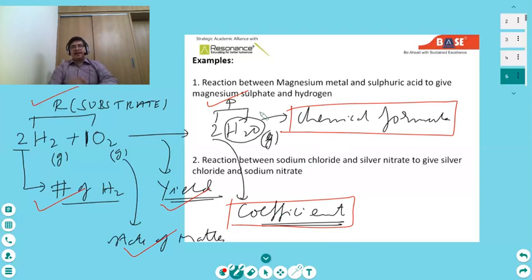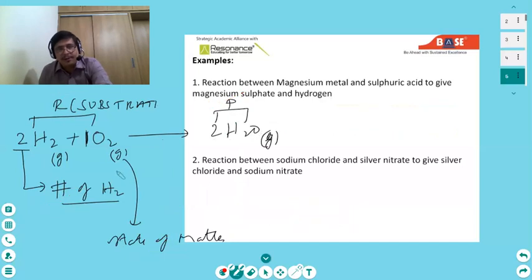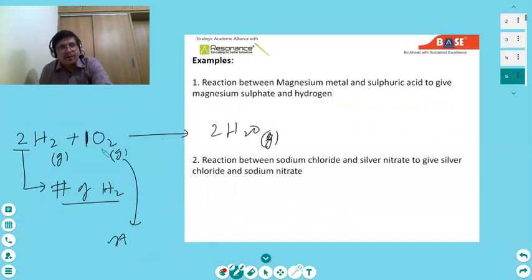So basically our reaction in general looks like this. The reactant will be there, product will be there, yield or direction, physical state, various conditions you need to mention, and the coefficient must be there. So a reaction consists of all these things whenever you write it.